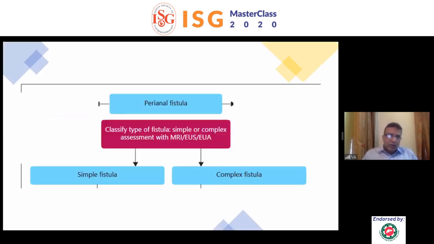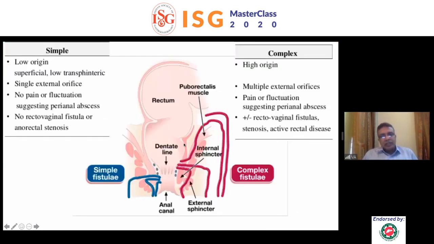So what is simple and complex fistula? How do you decide that? What investigation would you like to do? Best is to do an MRI, or you can do EUS. Sometimes some people also do examination under anesthesia. However, MRI and EUS are what most people are comfortable with. And that can help you in deciding if it is a simple fistula or a complex fistula. Simple fistula is a single opening, low origin, no abscess along with that. Complex is above the puborectalis, with multiple openings, or it may have perianal abscess, it may have rectovaginal fistula.